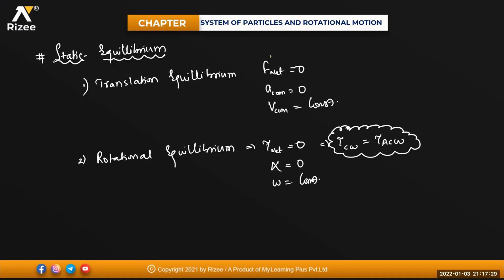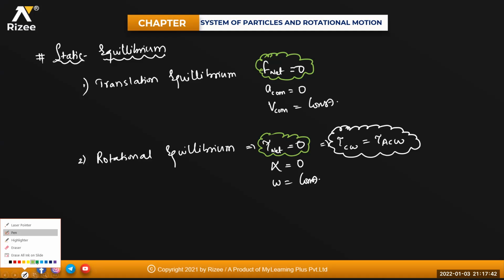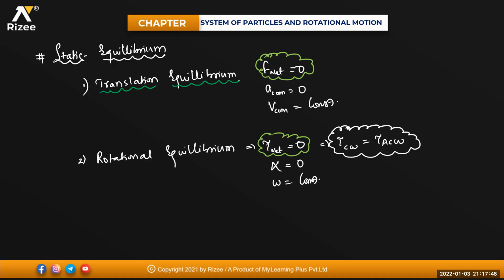So for translational equilibrium, net force must be equal to zero. For rotational equilibrium, net torque must be equal to zero, or anti-clockwise torque must be equal to clockwise torque. Clear for everyone?